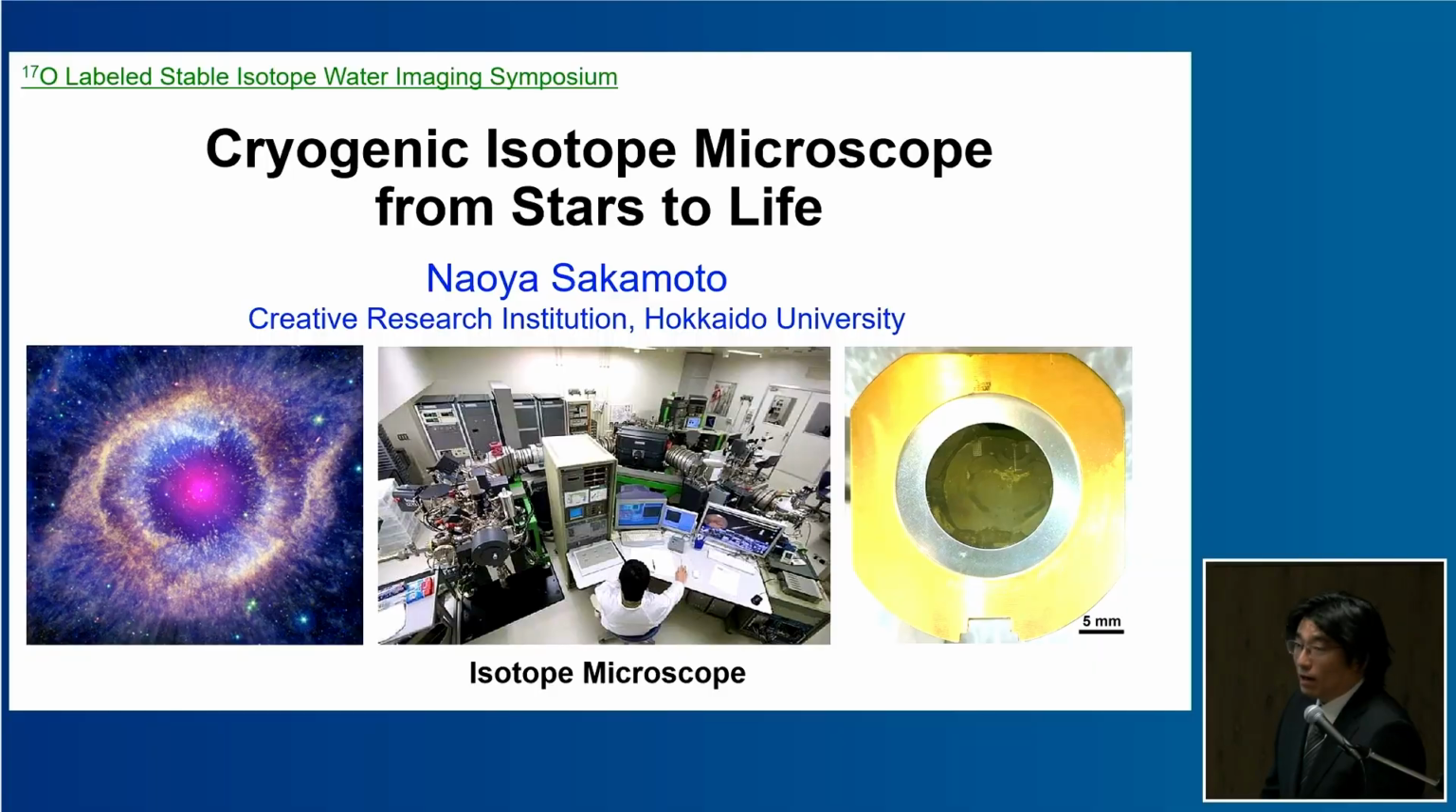My name is Naoya Sakamoto from Hokkaido University. I'm studying solar system formation using the isotope microscope. I am also working with Professor Kudo to visualize O17 in biological samples using this machine.